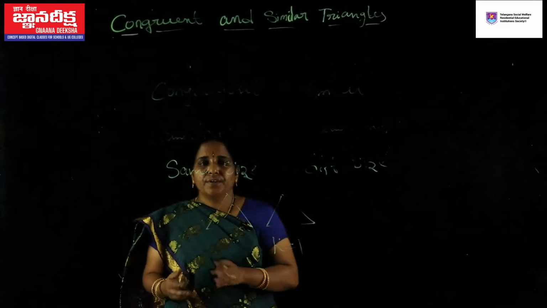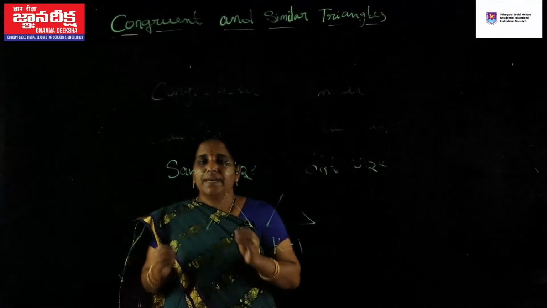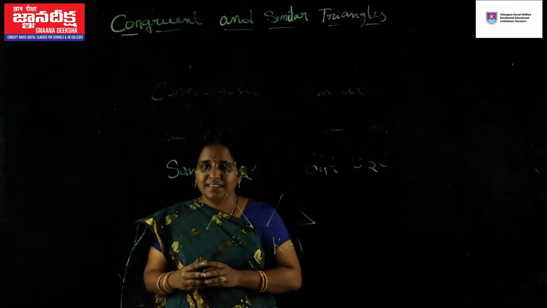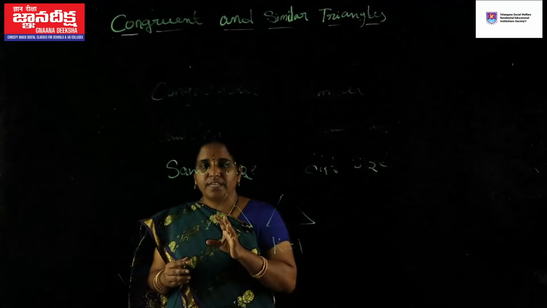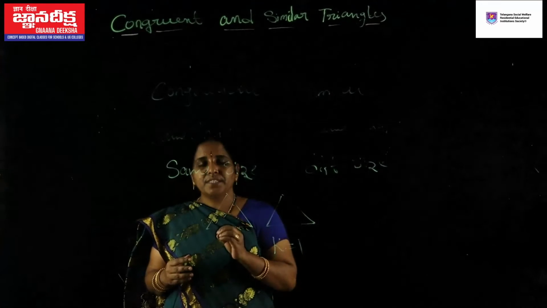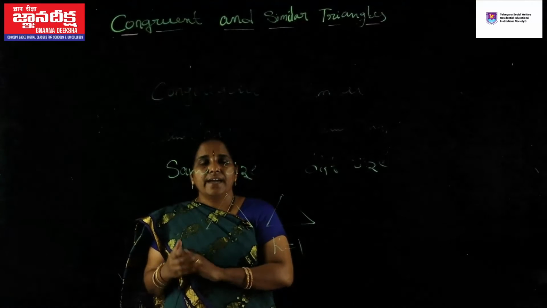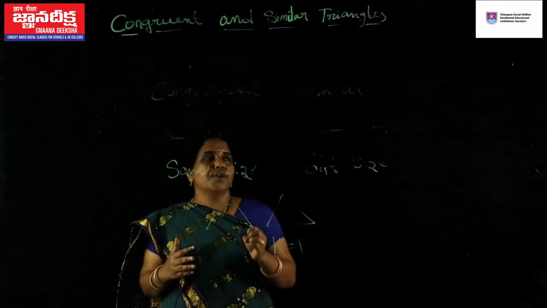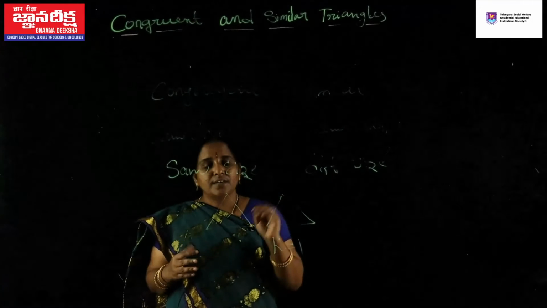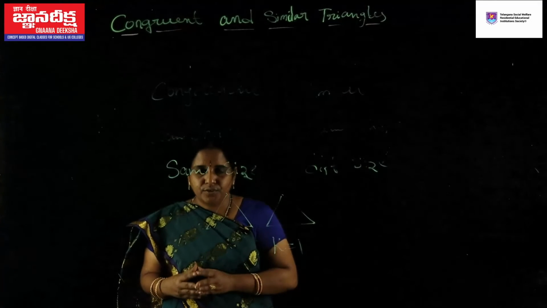Now it's time for your homework, children. Please note down the homework. It's very simple and interesting. The only thing you have to do is collect 5 objects, 5 examples from your day-to-day life for congruency and draw them, color them. Similarly, collect 5 more objects for similar objects, draw them and color them. Hope you all have enjoyed the class.